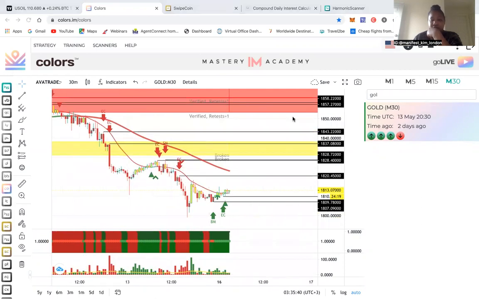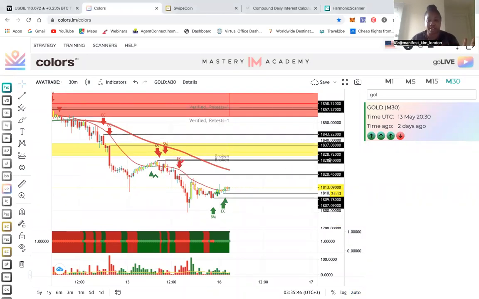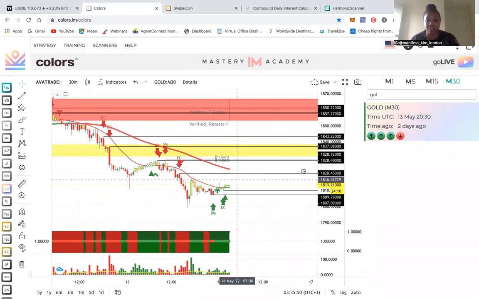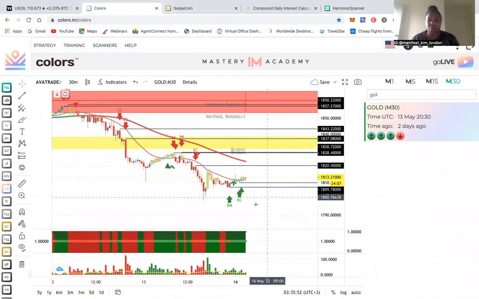If you want to grow a small account, look at this, guys. You come onto the 30. This is gold, because we're looking to get into gold very, very early. We're on the 30. You don't need to move time frame. If you're a scalper, you don't need to move to any other time frame.